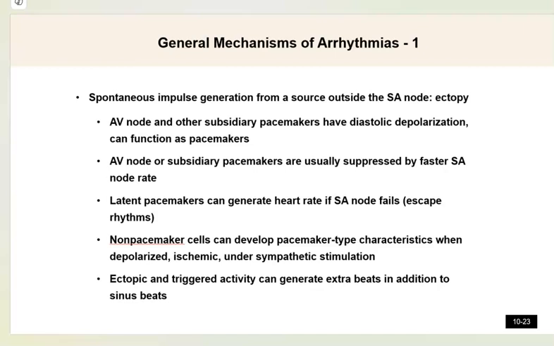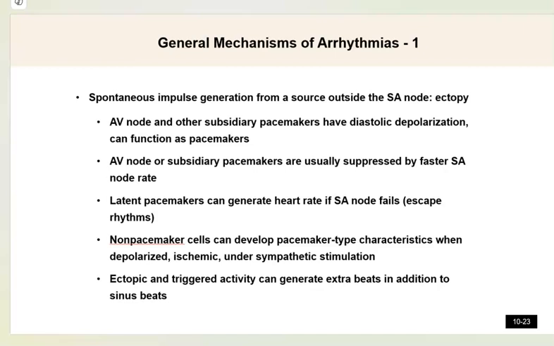Because our body is always going to have compensatory mechanisms, if we were to lose one of our nodes, like they died from ischemic changes, then the other nodes want to take over. So the AV node and the other subsidiary pacemakers have diastolic depolarization. They can function as pacemakers themselves.